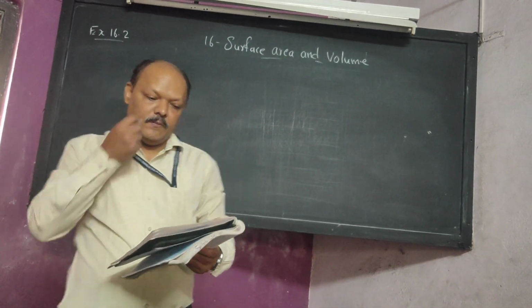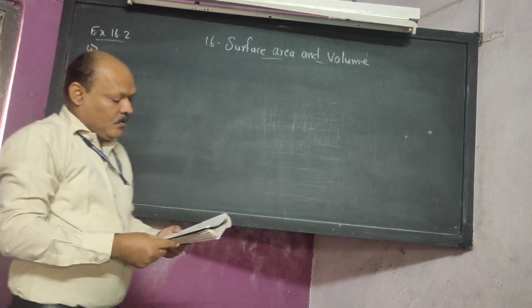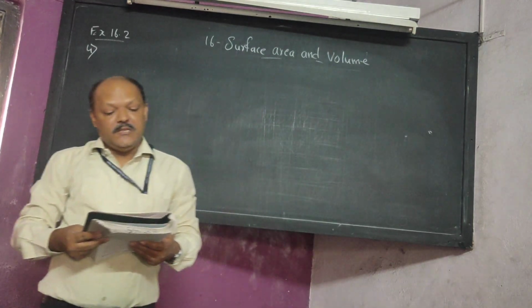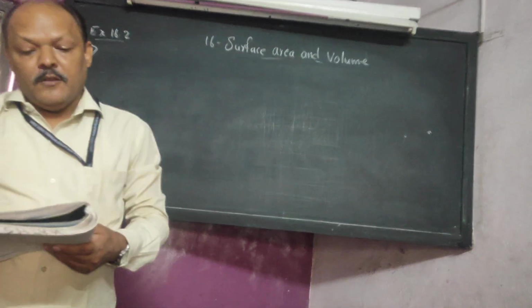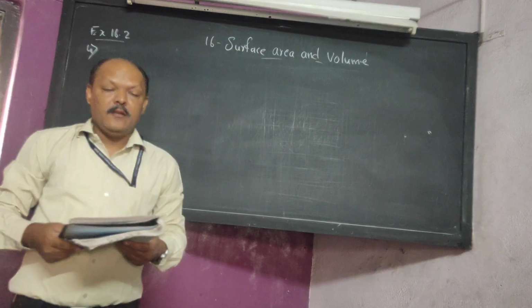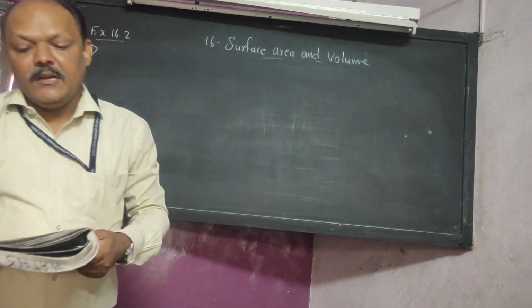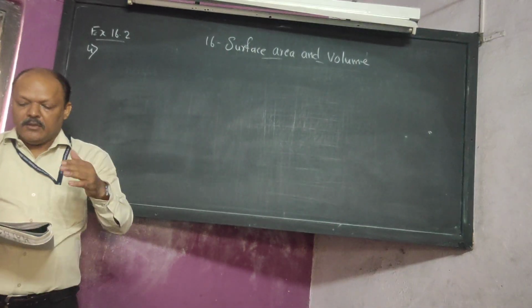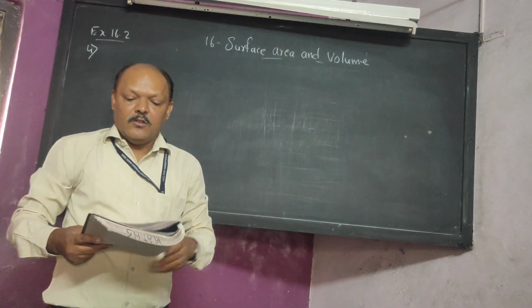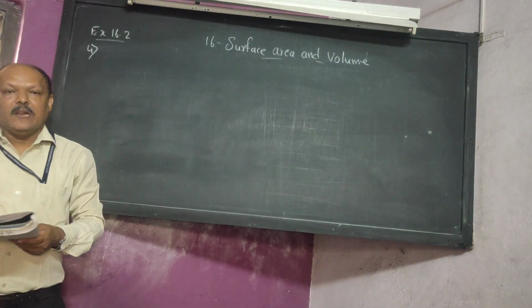Okay, we'll start with the question number 4. So I'm reading the question. Find the area of the sheet required to make a cylindrical container which is open at one side. That means this is open from one side and whose diameter is 28 centimeter and height is 20 centimeter. There are two questions asked in this sum. The first we will solve: what is the area required to make a cylindrical container.